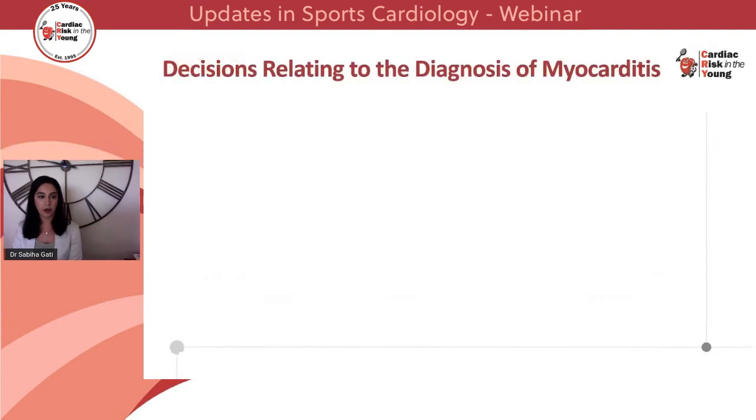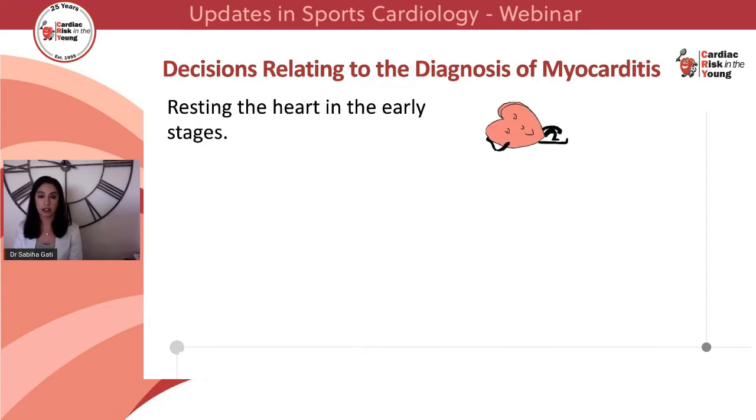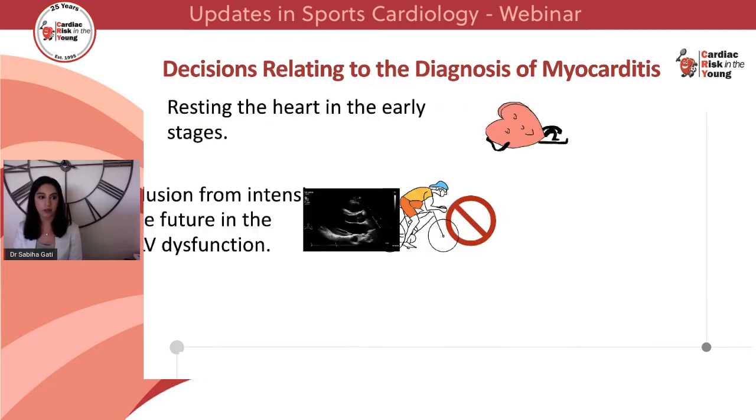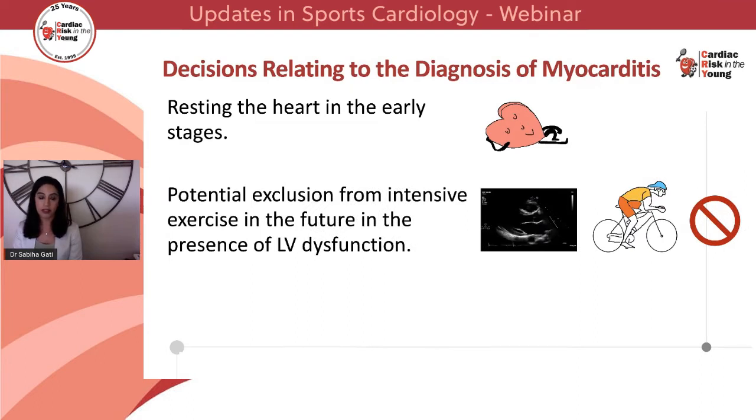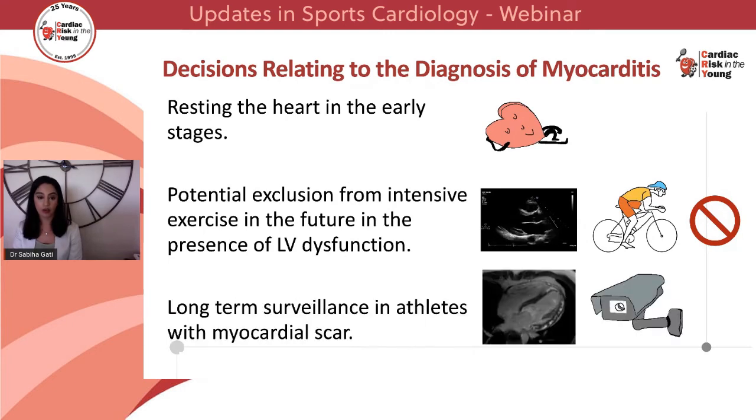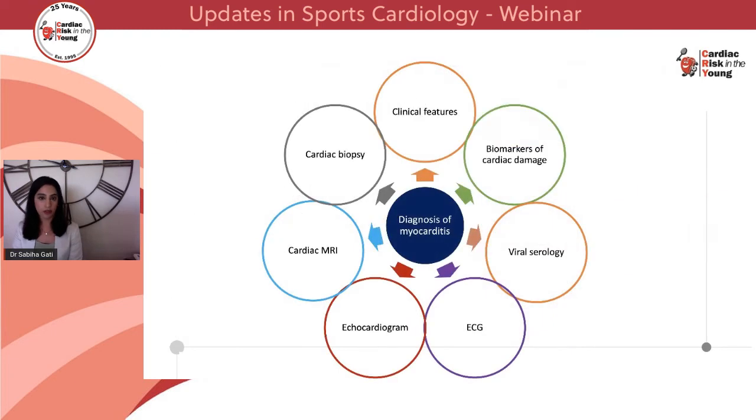When it comes to decisions relating to the diagnosis of myocarditis, there are three areas that you really need to focus on. One is resting the heart in the early stages of the acute inflammatory process, potential exclusion from intensive exercise in the context of LV dysfunction, and finally, long-term surveillance in athletes with myocardial scar. Currently, there's no single clinical or imaging test available to diagnose this condition. We know that the clinical features in this condition are non-specific and may go unrecognized in young individuals.